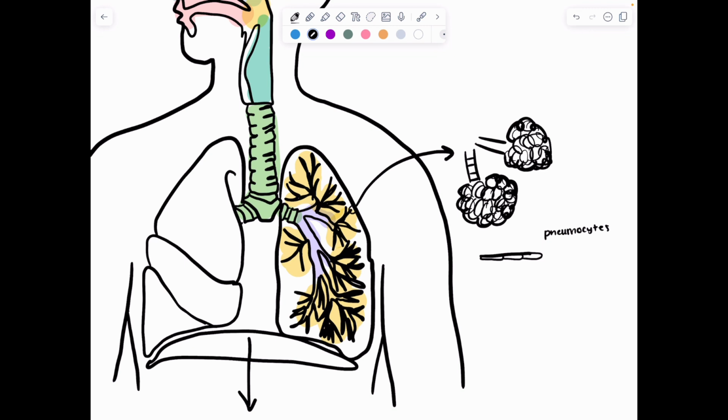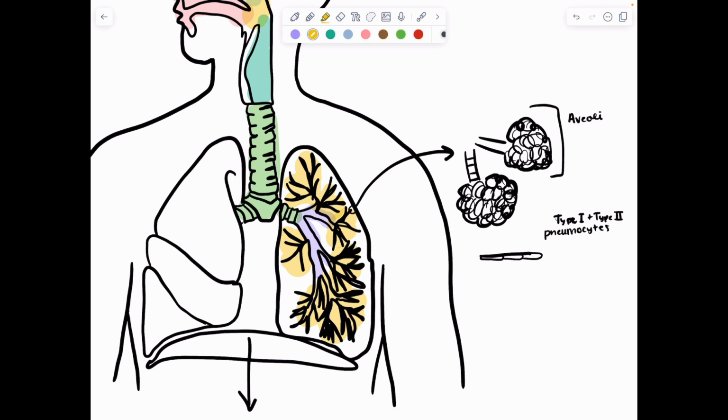Pneumocytes are the functional cells in the lungs. We have type 1, and we have a type 2. And they're going to be responsible for different things inside this region, which we call the alveoli. I think I misspelled that. Alveoli. I think there's an L in there. And that's what we're seeing there.